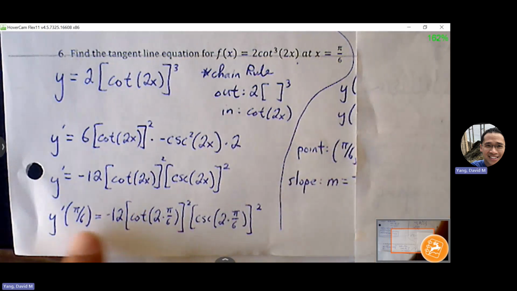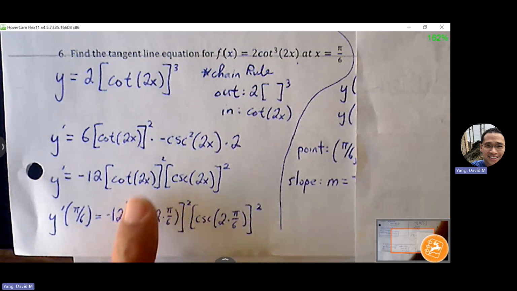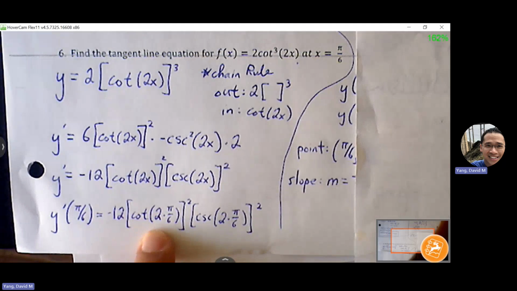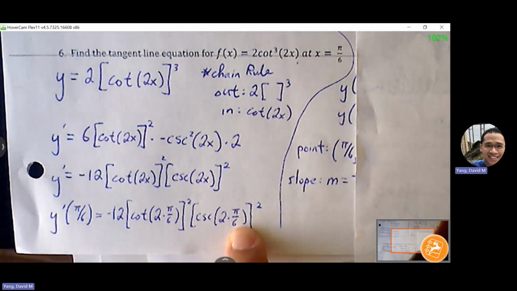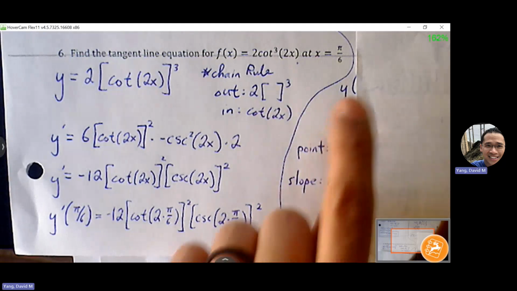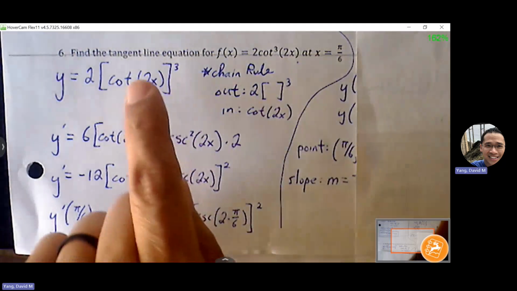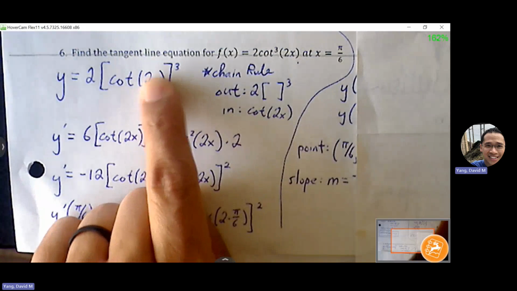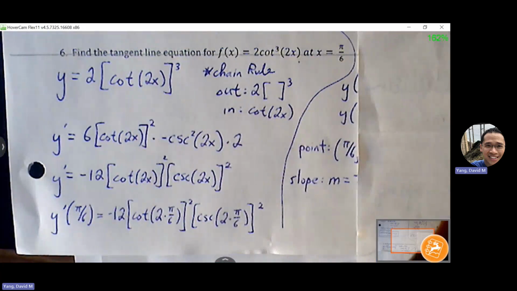So here, if I'm inserting pi over 6 into my derivative, 2 times pi over 6 becomes 2 pi over 6, which is pi over 3. Same thing here, pi over 3. And then I can also insert pi over 6 into the original function. I also get pi over 3 here. So really, we just have to figure out what the trig values, or the ratios, are for cotangent of pi over 3, as well as cosecant of pi over 3.